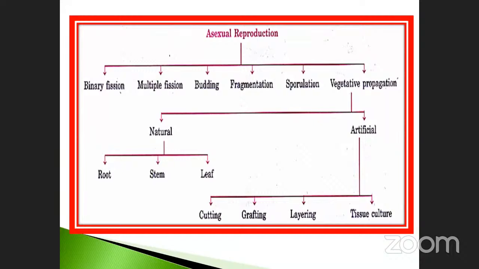Already we discussed, asexual reproduction also has binary fission and multiple fission, budding, fragmentation, sporulation, vegetative propagation. Vegetative propagation, already we discussed. Natural and artificial. Natural contains root. Root also undergoes vegetative propagation, stem and leaf also. And artificial, already we discussed cutting, grafting, layering, and also tissue culture. Tissue culture we didn't discuss, but slightly we saw it, isn't it? We will discuss it at the time of biotechnology. Okay, see the next one.